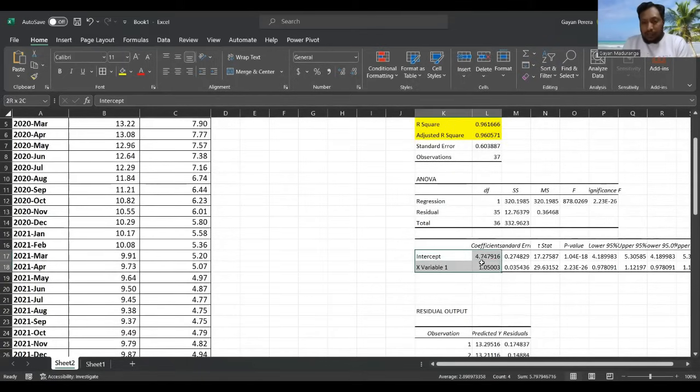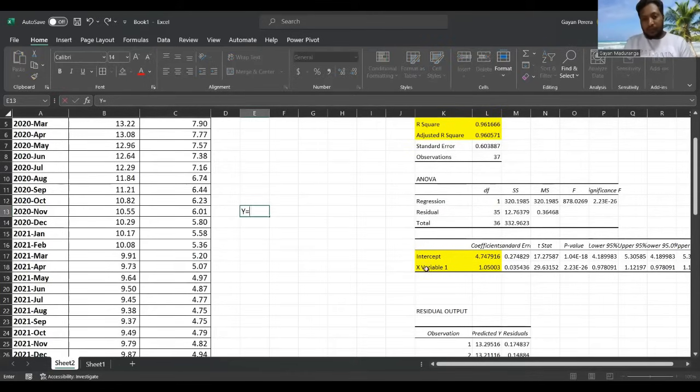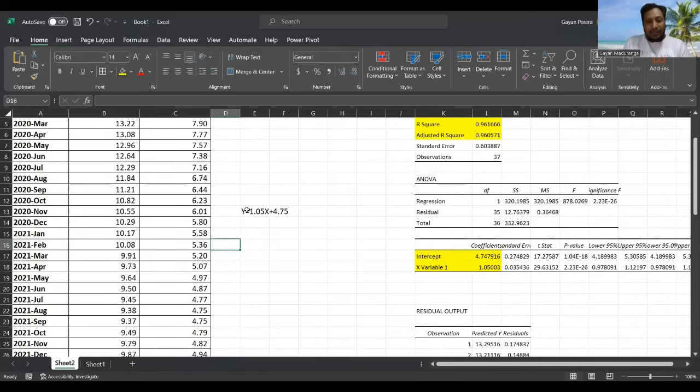Here we have the two variables, intercept and X variable. Now how do we write our regression equation? Y equals the coefficient of X, which is 1.055, so let's take two decimal places, 1.05, times X, plus 4.747, so let's say 4.75. So this is our regression equation.